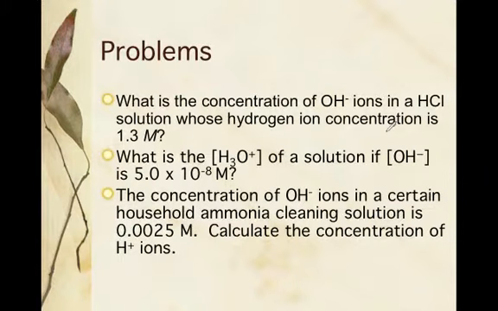The concentration of hydroxide ions in a certain household ammonia cleaning solution is 0.0025 molar. Calculate the concentration of H plus ions. So we have 1 times 10 to the negative 14th equals, and we're trying to find this.